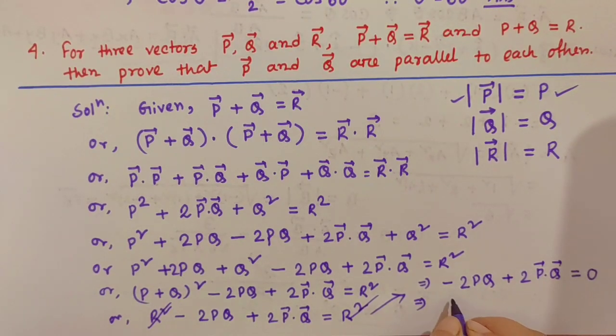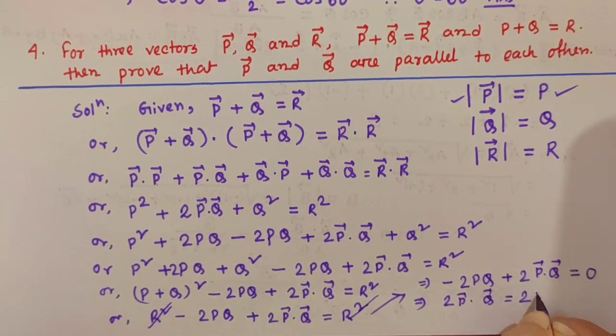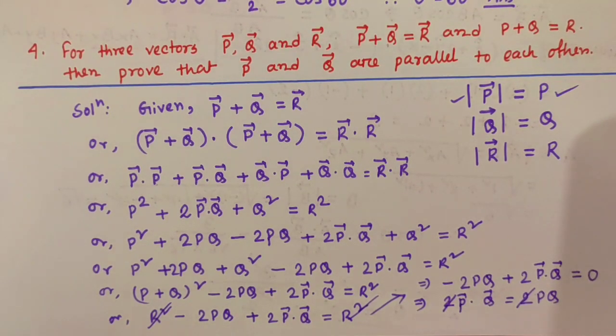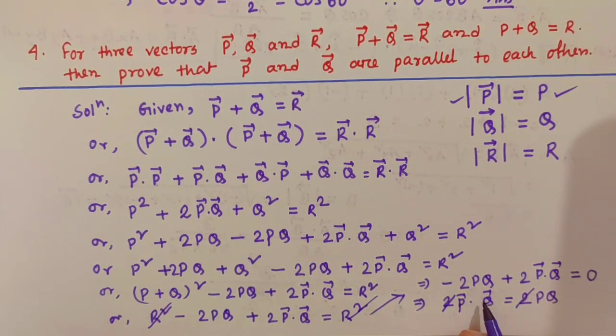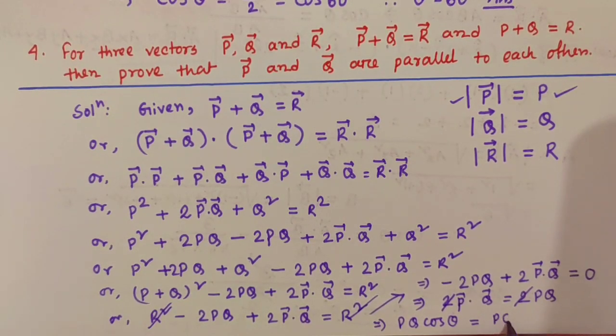So from here we can write 2 P vector Q vector is equal to 2PQ. Now what is the value of P dot Q? P dot Q is equal to PQ cos theta, so it is equal to PQ.